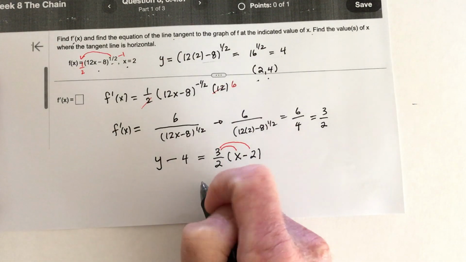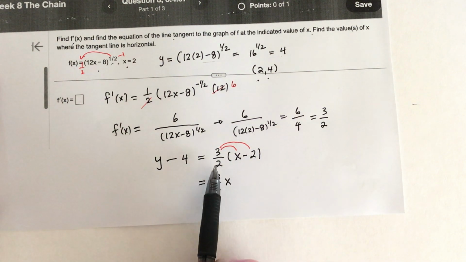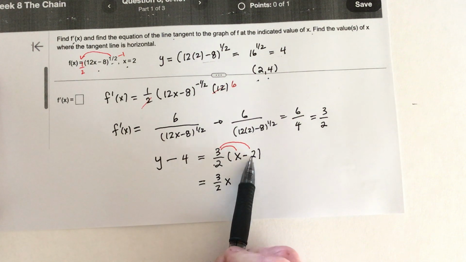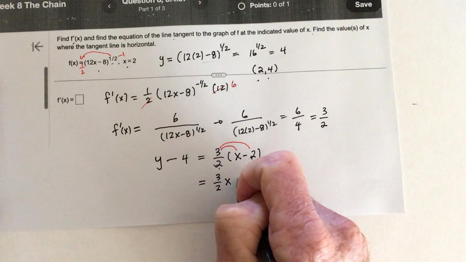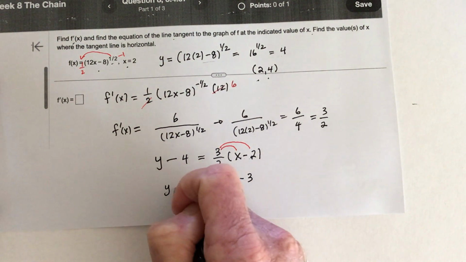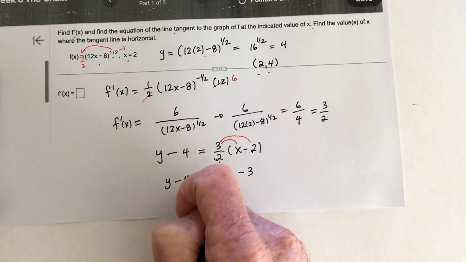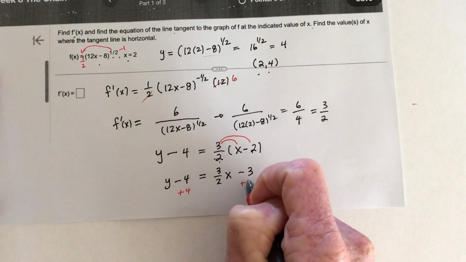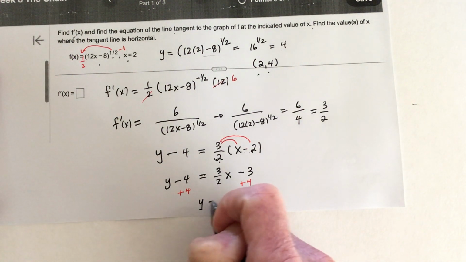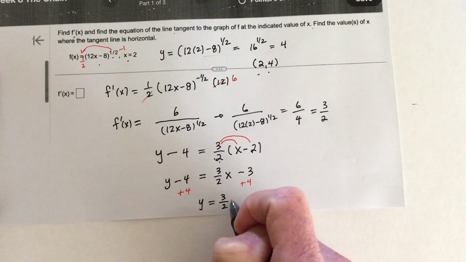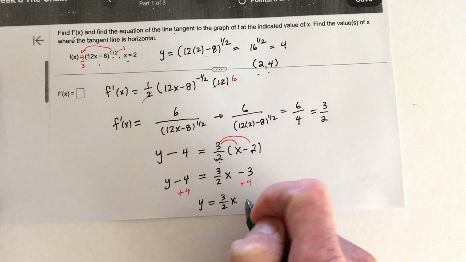And on the right side, it's going to have 3 halves x. And when you multiply this 3 halves by the 2, the 2's are going to cancel. It's just going to leave a negative 3. And then the last step to solve for y is just add 4 to both sides. And so my answer for the tangent line is y equals 3 halves x, and then this would leave a plus 1.